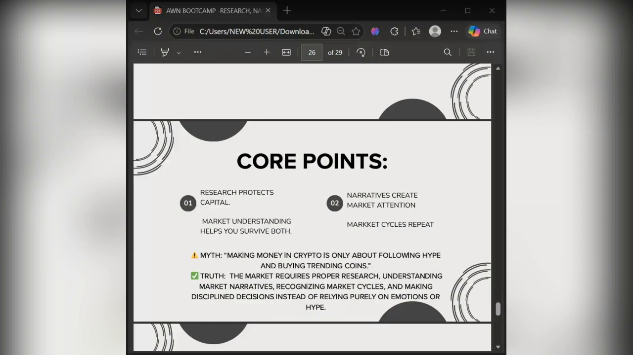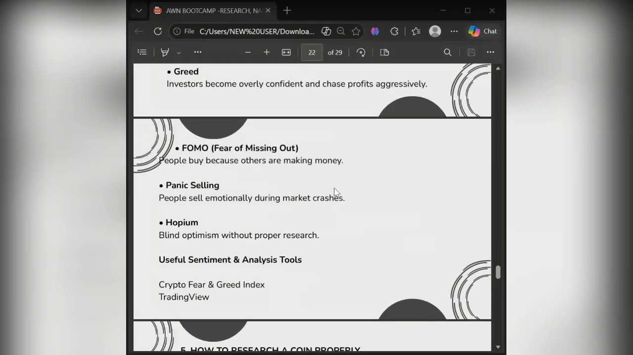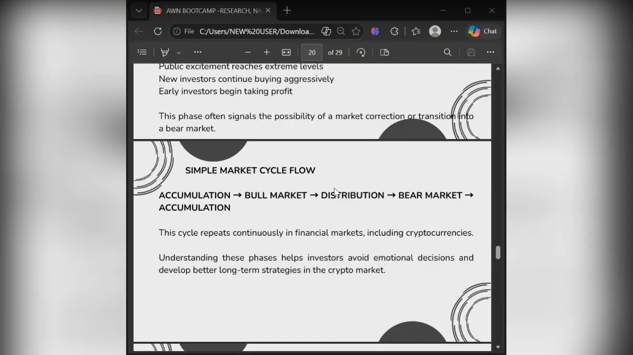Okay. Let me go to that part of the class. So here we have accumulation before bull market, right? After bull market, we have distribution, right? After distribution, we have bear market before accumulation again. So personally, I would say we had a bull market from 2024 that spilled to 2025.